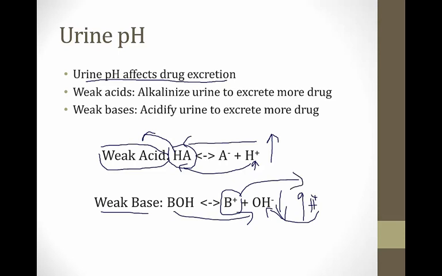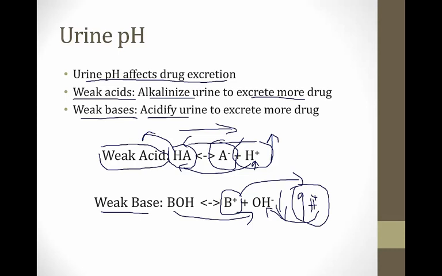What this means is that we can manipulate the excretion of drugs by altering the pH of the urine. So for weak acids, we want to alkalinize the urine to excrete more drug. In other words, we want to remove H plus from the urine so that we drive the equation this way for weak acids and form more of this A negative, which will get excreted. For weak bases, we want to acidify the urine to excrete more drug. In other words, for weak bases, we want to increase the amount of H plus in the urine. This will favor formation of the ionized form of the drug, and that will go on to get excreted.